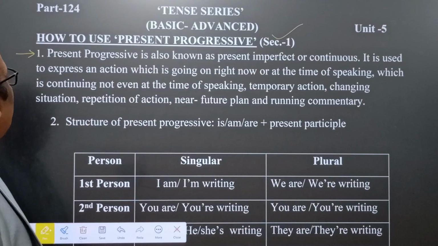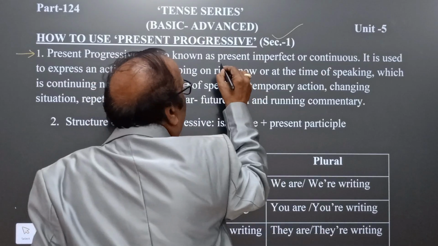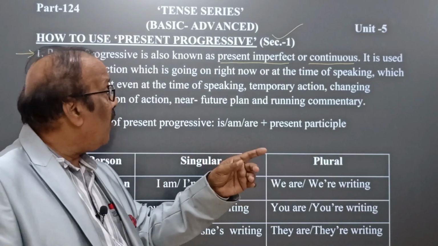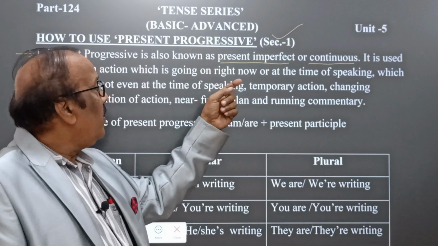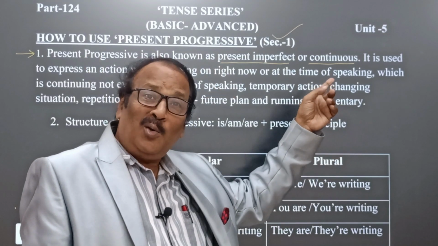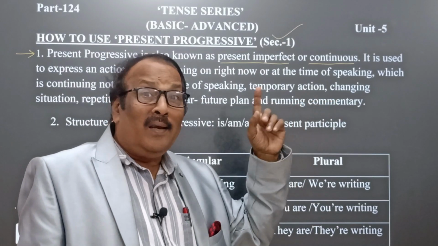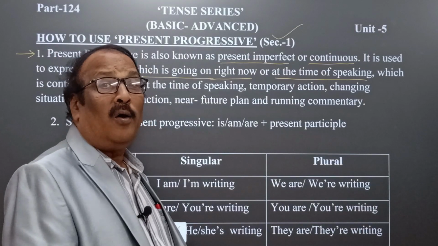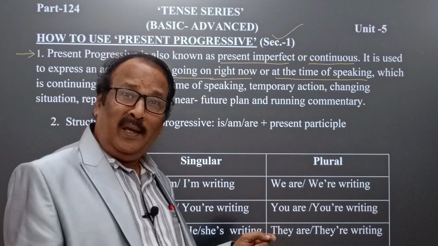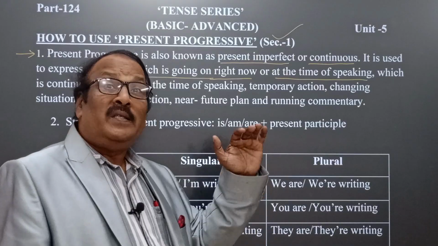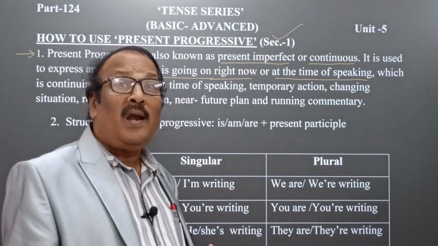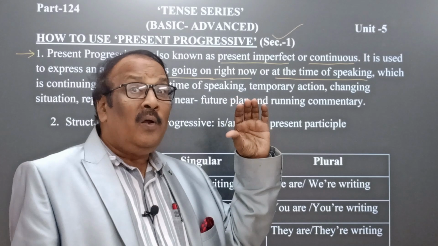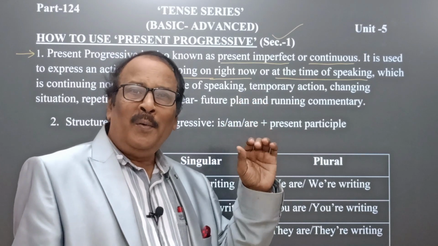Let's see. Point 1. Present progressive is also known as present imperfect or present continuous. As the present action is going on, it is called progressive. As the present action is continuing, it is also known as present continuous. Okay, remember, it is used to express an action which is going on right now or which is going on at the time of speaking. It is also used for temporary actions, changing situations, repetition of action, planned action in future, side by side, running commentary and so on. This is the definition or the scope of present progressive.